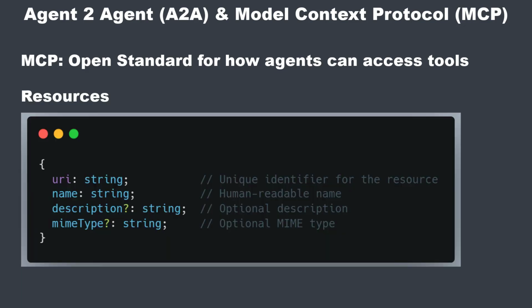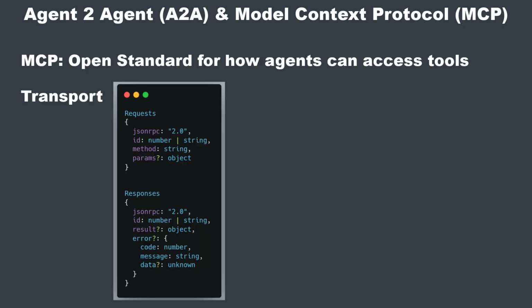Second, resources. These are read-only data sources that provide context for the agent but can't be changed directly. The third one is transport. MCP communicates flexibly over HTTP, WebSockets or local sockets, allowing a single client to connect simultaneously to multiple MCP servers. These can include accessing local data sources, internal APIs or cloud services.